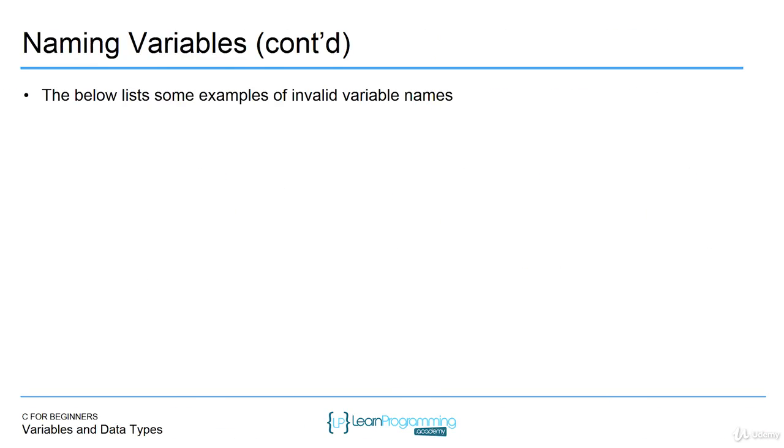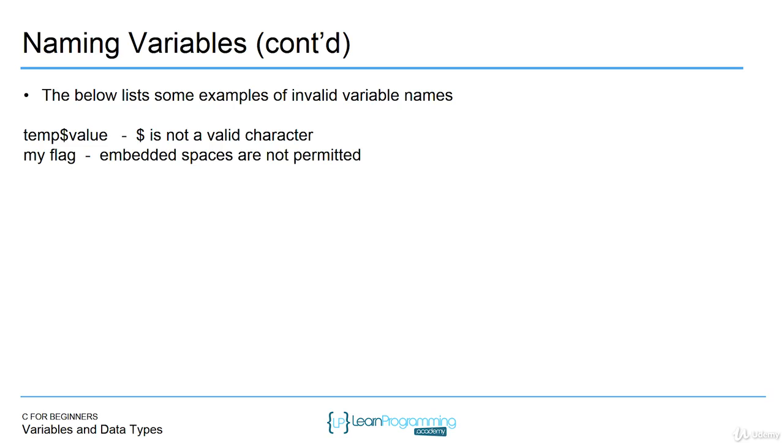Here are some examples of invalid variable names. You would not be able to create variables with these names. The compiler would give you an error. If you said temp$value, the compiler would give you an error because the $ sign is not a valid character, so you can't use the $ sign. My flag with a space would give you an error because there's a space. 3Jason, that's an error because you started a variable with a number. Can't do that in C. And remember, the compiler checks these rules, so it will tell you if you're wrong.